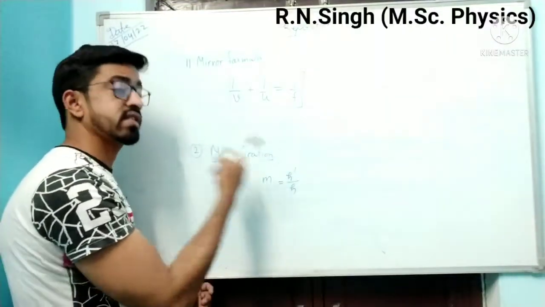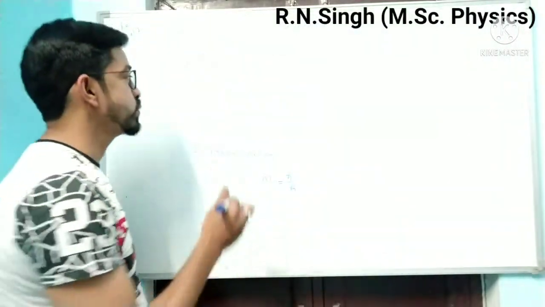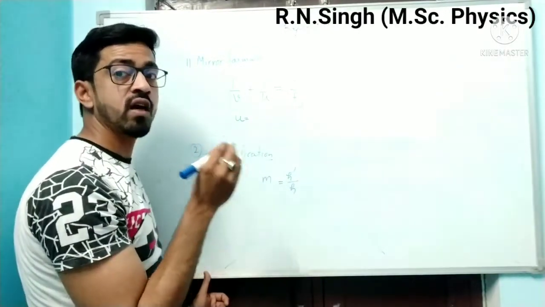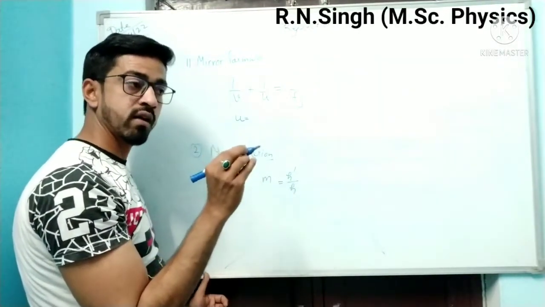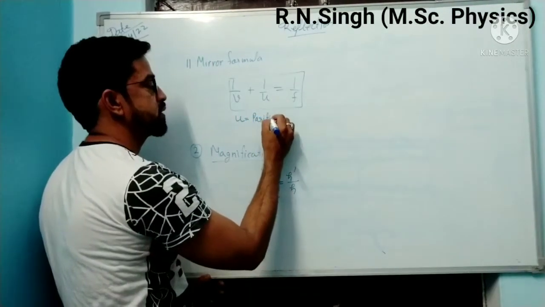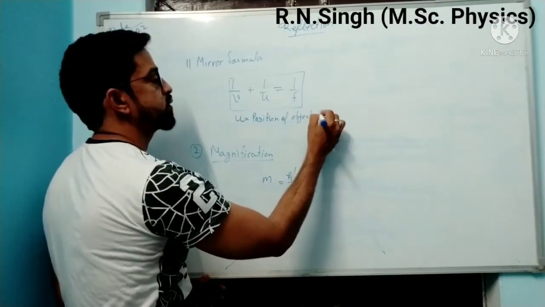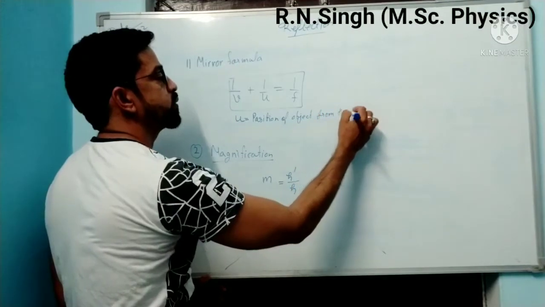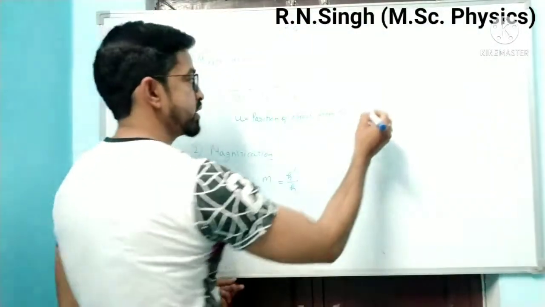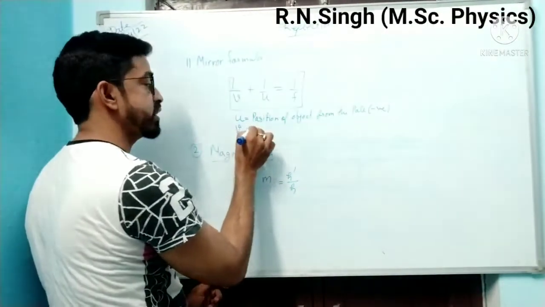What is H dash? First we discuss here what this symbol means. U means what? U means position of the object from the pole. In both cases, according to sign convention, it will be negative.